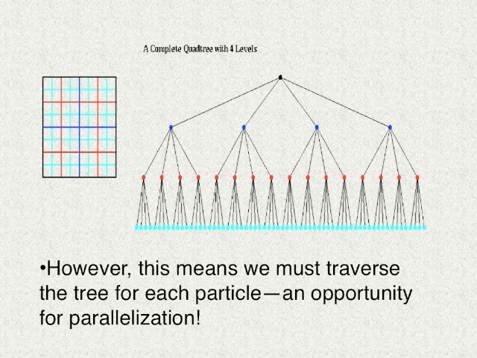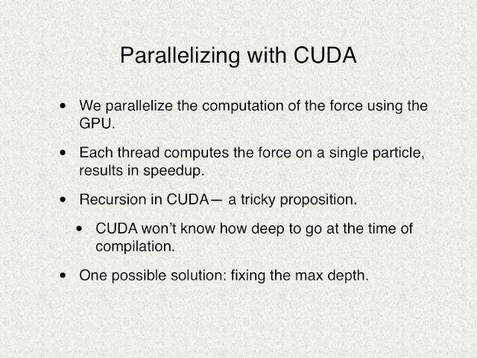This is costly and a good opportunity for parallelization, so we turn to CUDA in order to parallelize the computation of this force. This means that we had to implement recursion on the GPU, which turns out to be quite tricky. At the time of compilation, CUDA does not know how deep the recursion will go, and it's possible to fall off the stack. To avoid this, we set a limit on the depth of our tree and dealt with the case where there was more than one particle stored in a box.